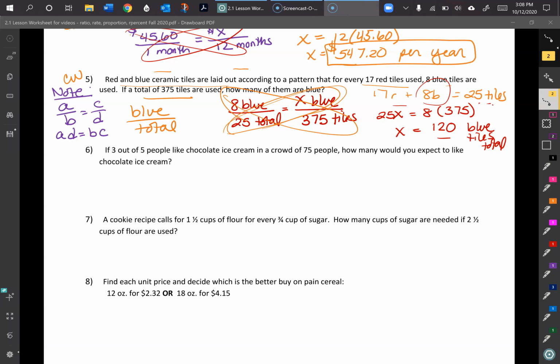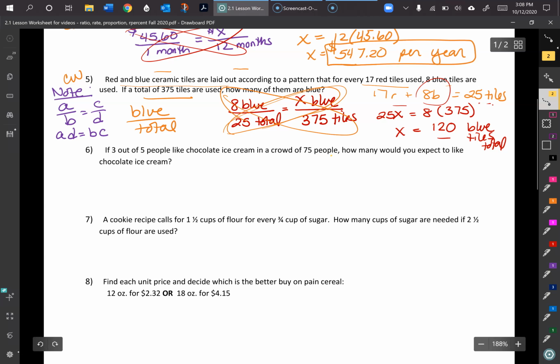Okay, so for number 6, if 3 out of 5 people like chocolate ice cream in a crowd of 75 people, how many would you expect to like chocolate ice cream? So again, the 5 is the total of who's surveyed, but then we have the whole crowd is 75 people. So we can use this information to help us out.